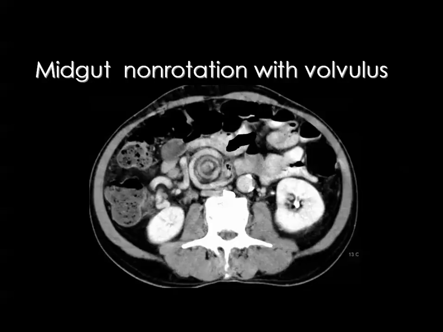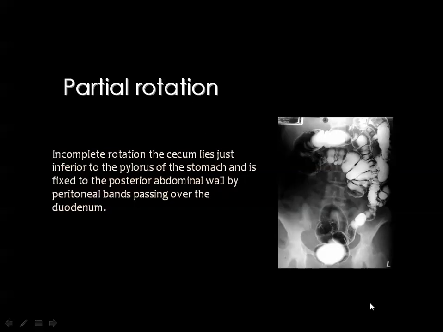denoting intestinal obstruction. And this is also a good example for mid-gut volvulus, and you see the classic whirlpool sign at the root of the mesentery. Then partial rotation means that some of the organs are not normally seen at their anatomic sites, and this is an example of a partial rotation of the cecum.